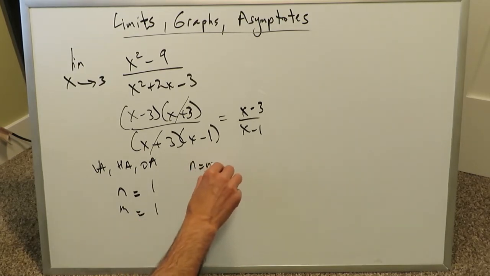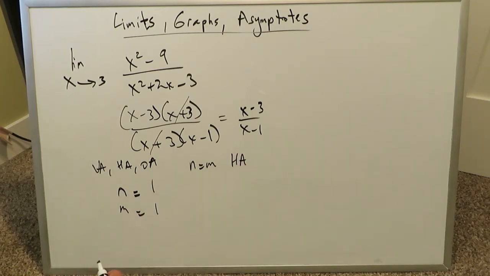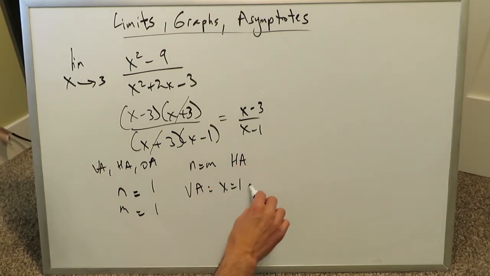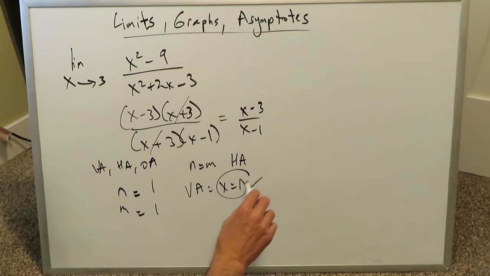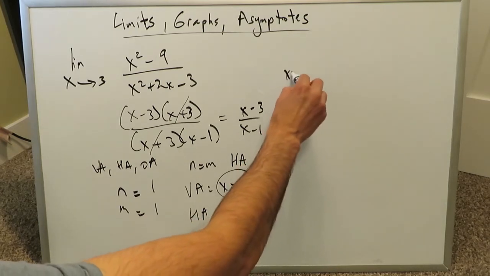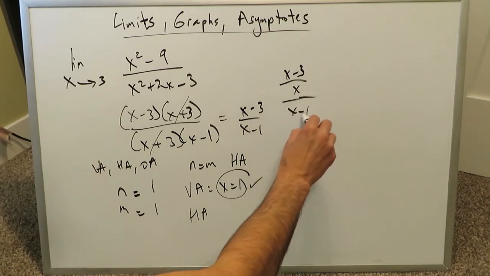When n is equal to m, you're going to have a specific type of horizontal asymptote which has to be calculated. And also here you have a vertical asymptote. Anything which will zero out your denominator will be your vertical asymptote. If x were equal to 1, you would zero out your denominator, and this right here would be a vertical asymptote. The horizontal asymptote can be easily calculated. You do x minus 3 in the numerator divided by x. In the denominator you do x minus 1 divided by x.